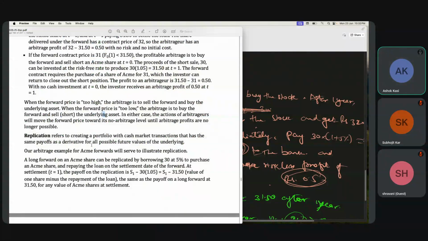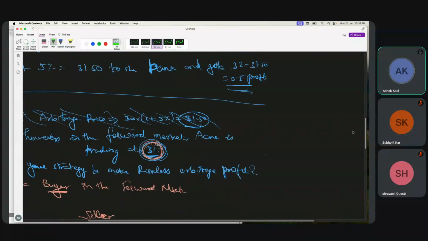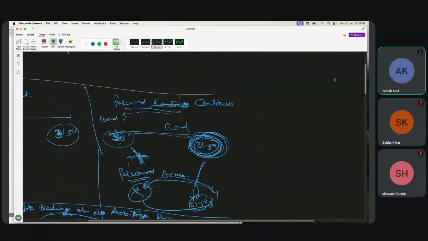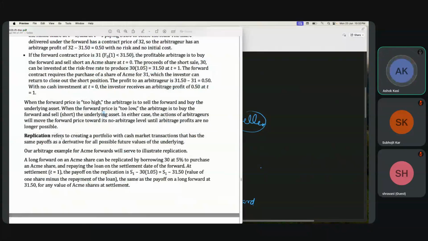Replication refers to creating a portfolio with cash market transactions that has the same payoff as a derivative. That is what we did starting replication. Same payoff. Okay, it has the same payoff. So that is called replication. Replication will have the same payoff. At the end, you will get the stock.